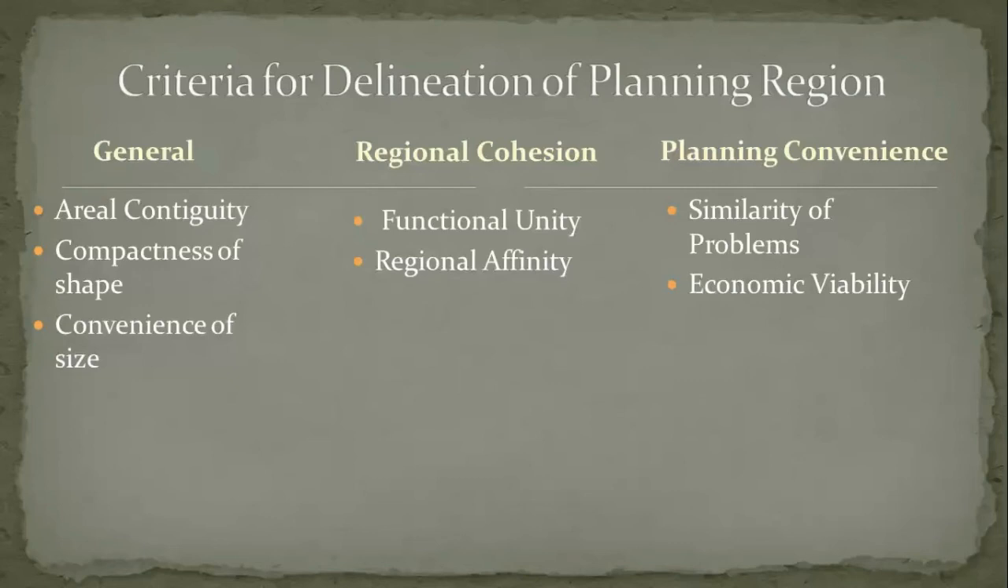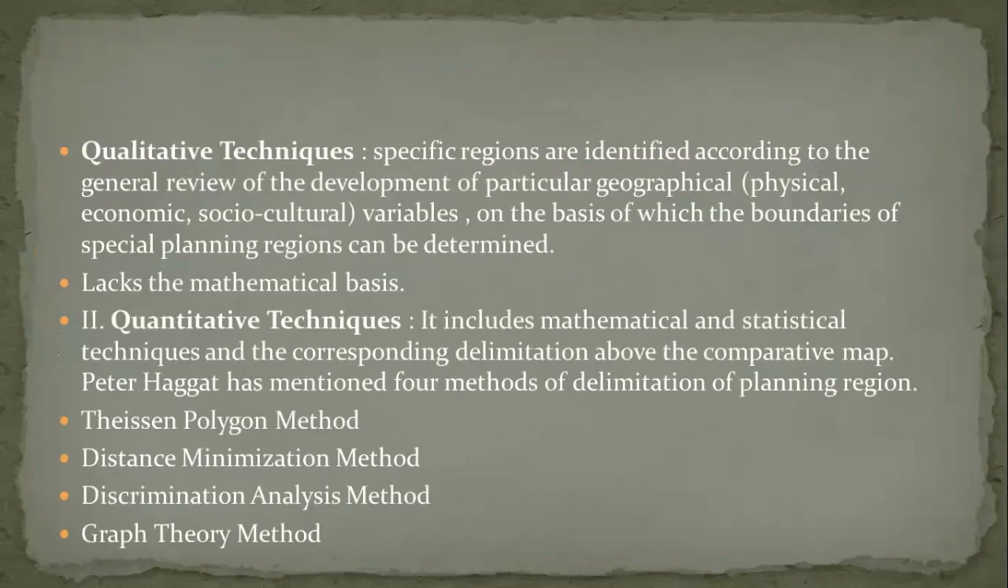What are the criteria? These are the criteria, basically divided into general, regional cohesion, and planning convenience. Now, for planning regions, we generally divide the techniques into qualitative and quantitative. These are the two main divisions for delineating planning regions. For the qualitative technique, the regions are identified according to the development of the particular geographical regions, and on the basis of physical, economic, or socio-cultural variables, the boundaries are determined.